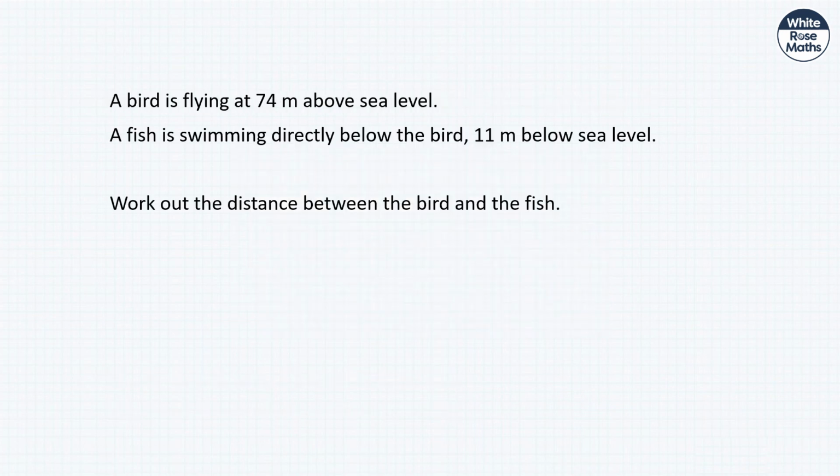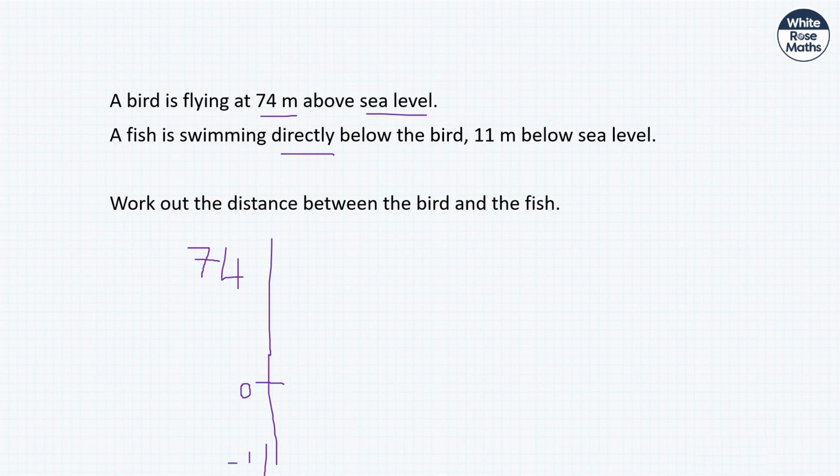This next one, a bird is flying at 74 meters above sea level. A fish is swimming directly below the bird, 11 meters below sea level. Work out the distance between the bird and the fish. If you think about it, you've got 74 here, height wise. Then you're going to go all the way down. Minus 11 will be there. You've got 0, which is sea level.